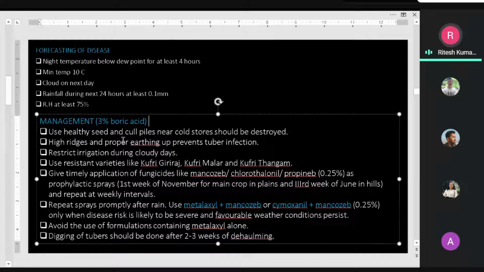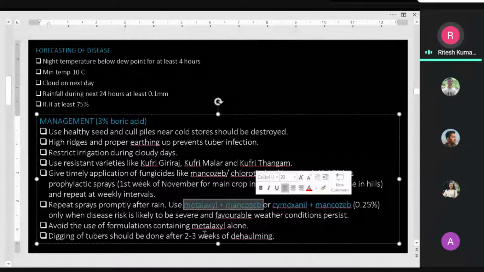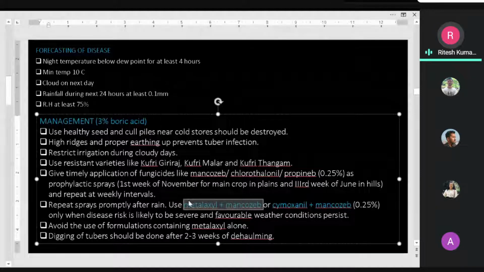So one can go with mancozeb, chlorothalonil, or propineb, or one can go with dimethomorph. So if there is already disease, generally a formulation of metalaxyl plus mancozeb is available in the market, and it is easily available, but Phytophthora has already developed resistance against metalaxyl.